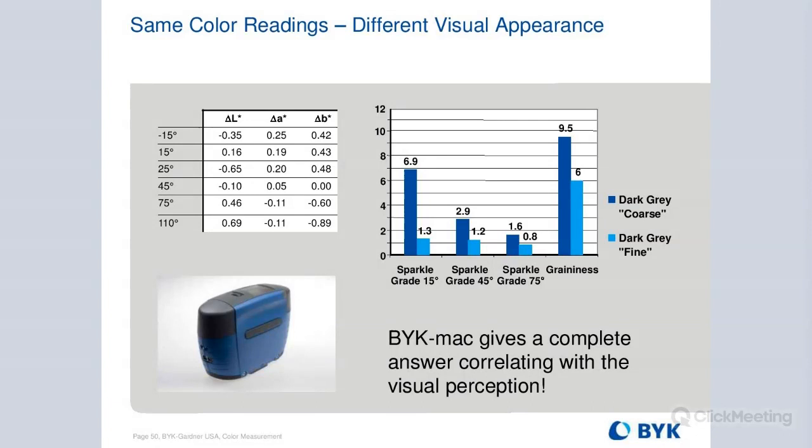So if you looked at just the color values for two samples, coarse gray and coarse and fine, a dark gray that has coarse and fine pigments in it, the color measurements would be pretty good. But we see that there's big sparkle differences. Certainly at the 15, with 6 units of sparkle difference, that's 12 times what is perceptible. Even at the 45 or 75, you've got almost a whole unit of sparkle difference. And then 3.5 units on graininess, which would be night and day.